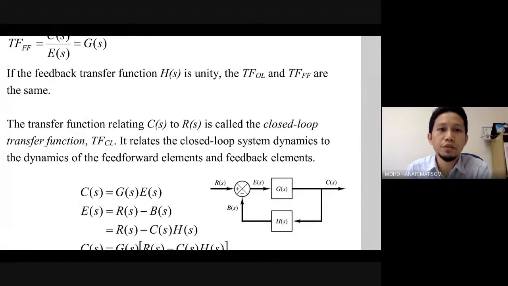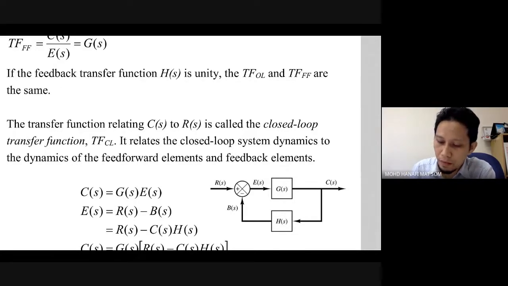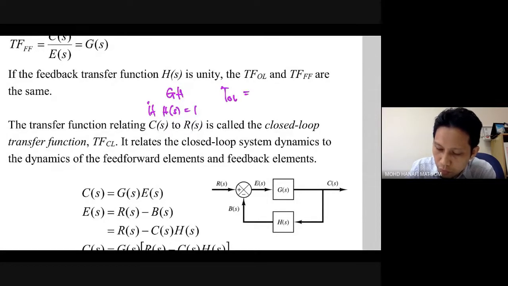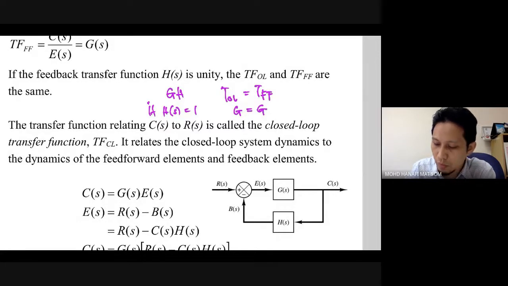If the feedback transfer function H(s) is unity, then the loop transfer function, or open loop transfer function, and feed-forward are the same. Previously we have the open loop transfer function as GH, right? So if H(s) equals 1, then open loop equals feed-forward, which is G equals G, because H equals 1 here.